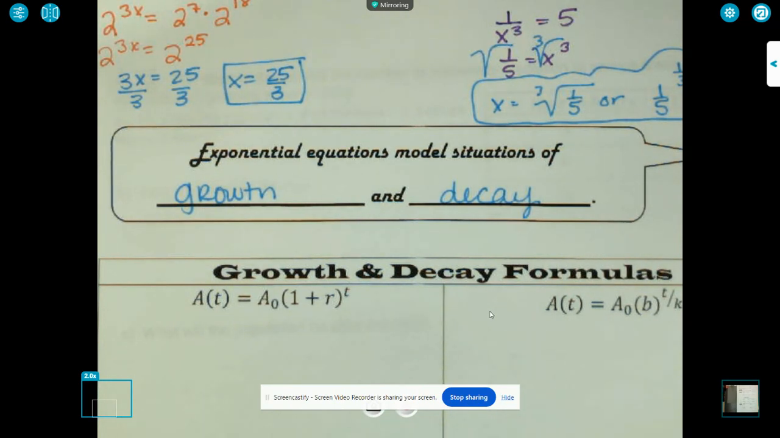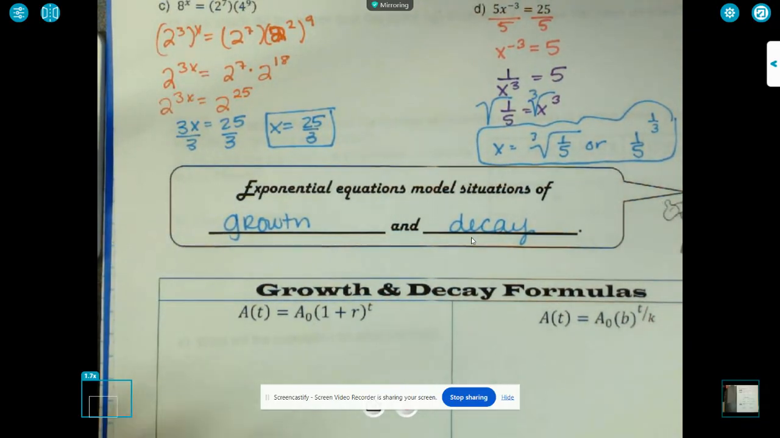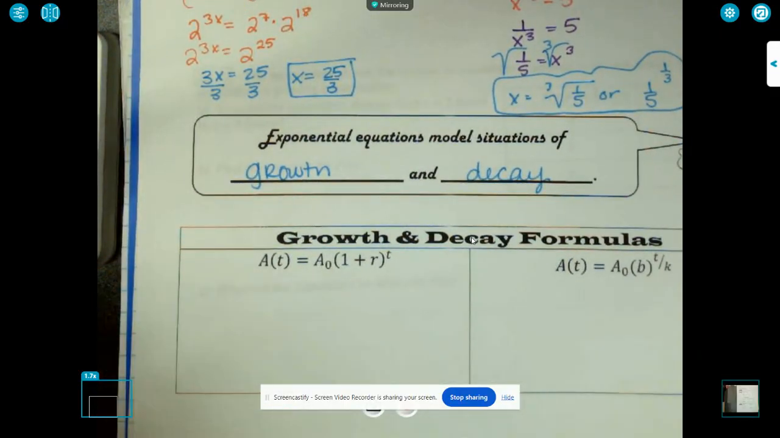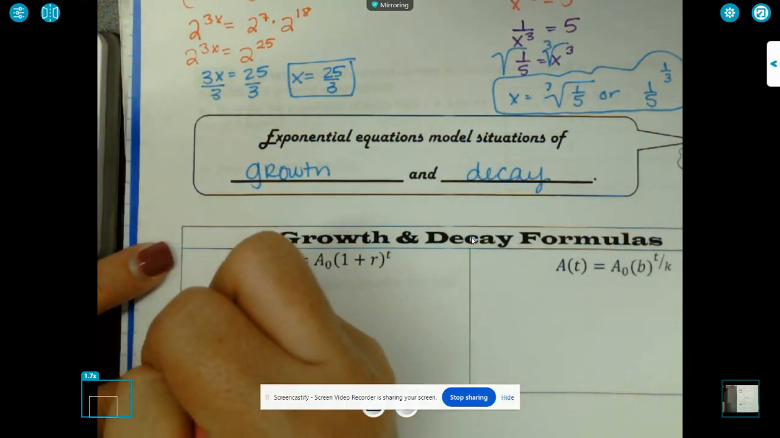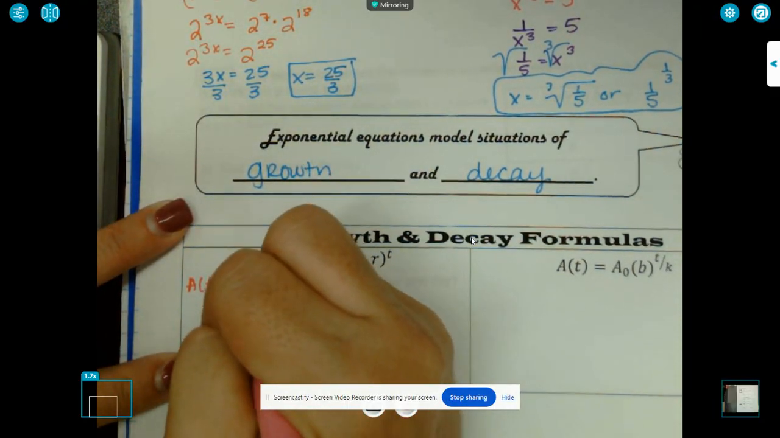So, all right, this growth and decay formula right here, the one on the left is the one that you're most familiar with. If y'all remember doing this with your rate and all that kind of stuff, yes, no, maybe so? Okay, let's write out what all this is. A of t is your amount after time t.